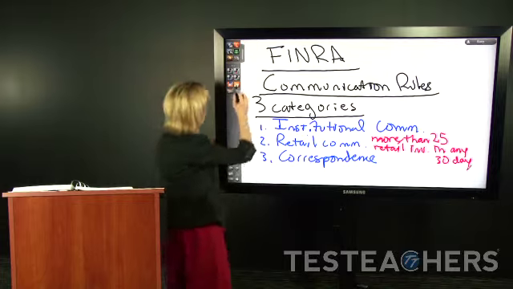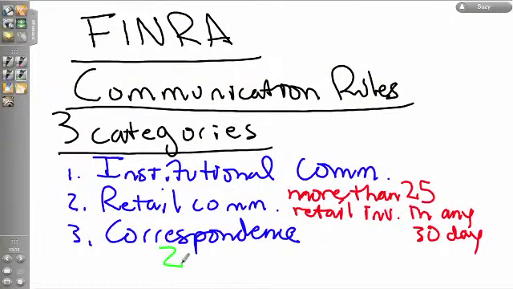So a retail investor includes any person other than an institutional investor, regardless of whether or not they currently have an account with the firm. It doesn't matter. It used to. It does not matter anymore. So we only care about the new rule. A correspondence includes any written, including electronic, communication that is distributed or made available to 25 or fewer retail investors within any 30 calendar day period. So correspondence, 25 or fewer.